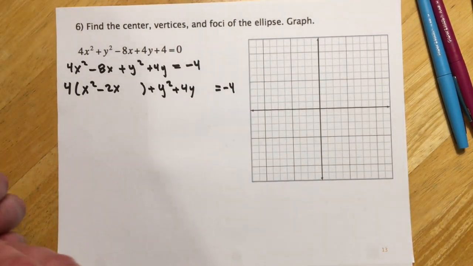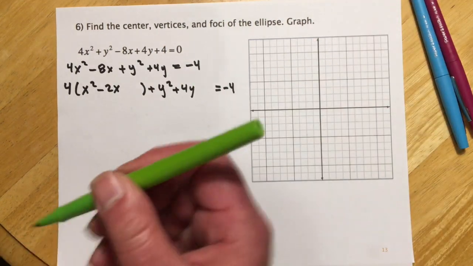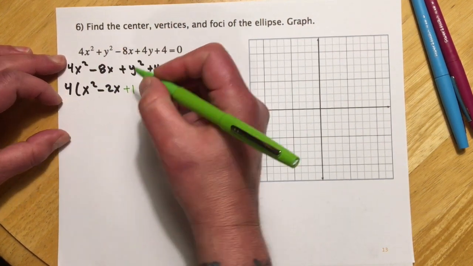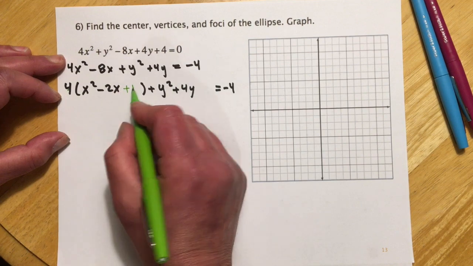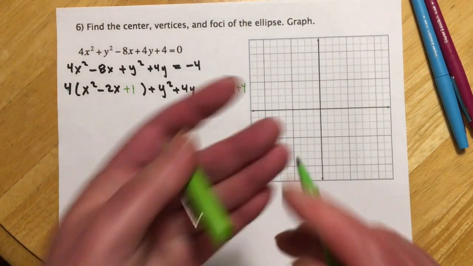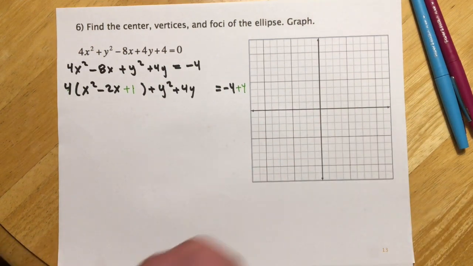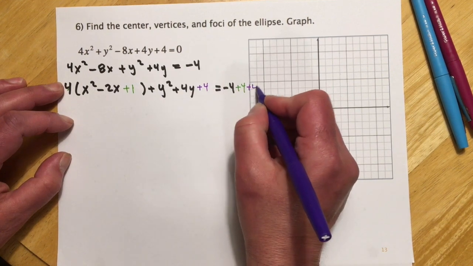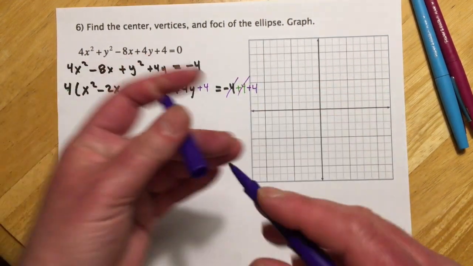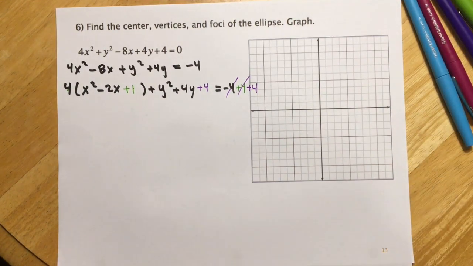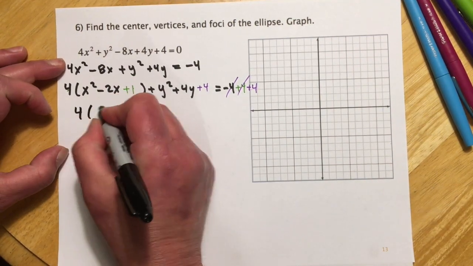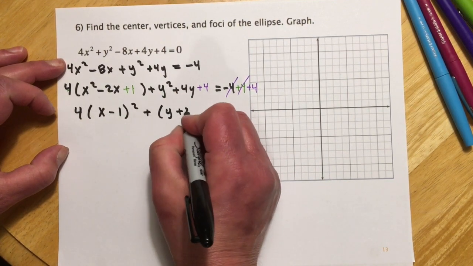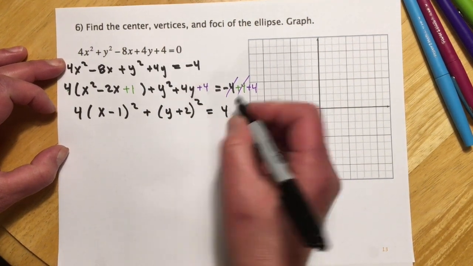4. And then completing the square, so for x, same as last one, half of 2 is 1, 1 squared will make a 1. But it's not a real 1, it's really a 4 because it's 4 times that 1. So we have a plus 4 right there. And then for here, half of 4 is 2, 2 squared makes 4. So plus 4 again. So a couple of those will cancel out. And then factoring, I'm going to get 4x minus 1 squared plus, this would be y plus 2 squared equals 4.